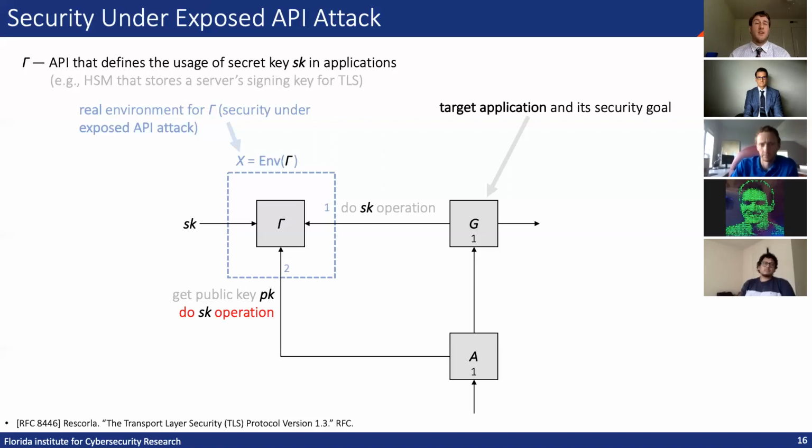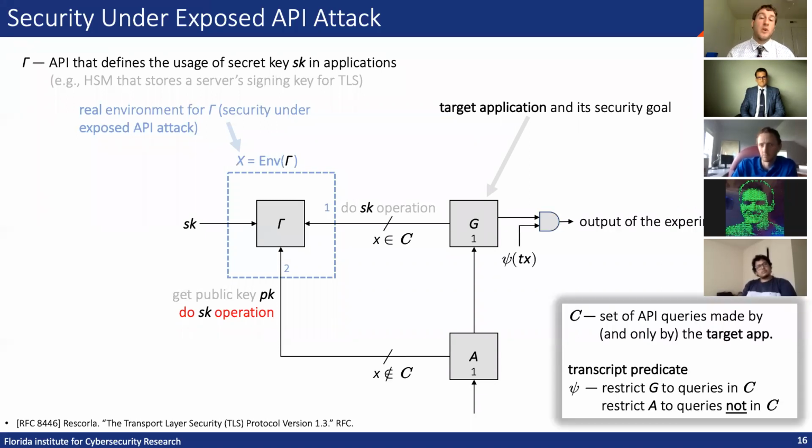Now, generally speaking, an exposed API attack is extremely powerful. Imagine, for example, that the target application is TLS and the API exposes the server's signing key. If the adversary has unfettered access to this API, then it can easily impersonate the server because it can sign any message it wants on its behalf. Of course, in practice, this isn't very realistic. An exposed API attack, remember, is meant to formalize how the other applications use the secret key. But we'll usually know something about these applications that means that these kinds of trivial attacks aren't feasible.